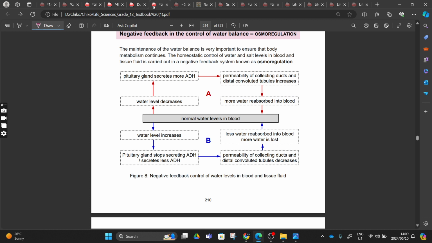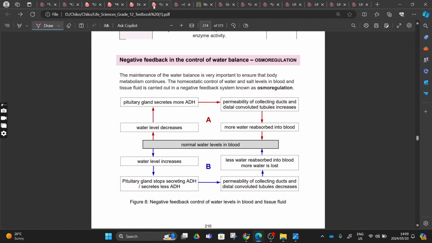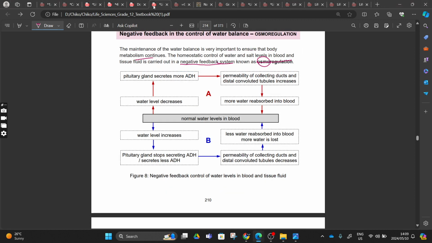This is osmoregulation. The maintenance of water balance is very important to ensure that body metabolism continues. The homeostatic control of water and salt level in blood and tissue fluid is carried out in a negative feedback system. So the system is called negative feedback. We talked about this. This system is called osmoregulation. We are regulating what? Osmosis, water, right? The water in our blood.